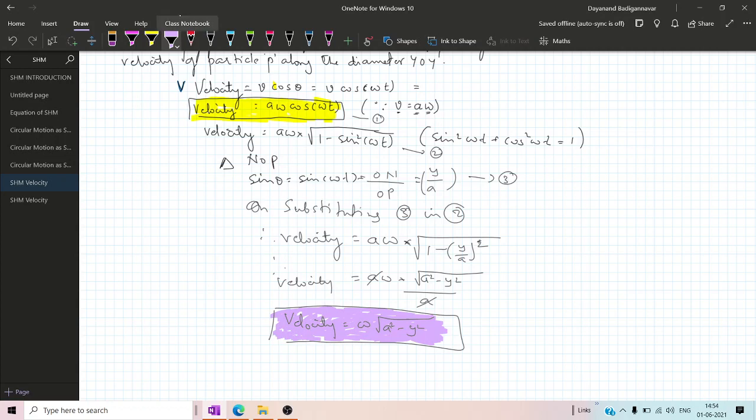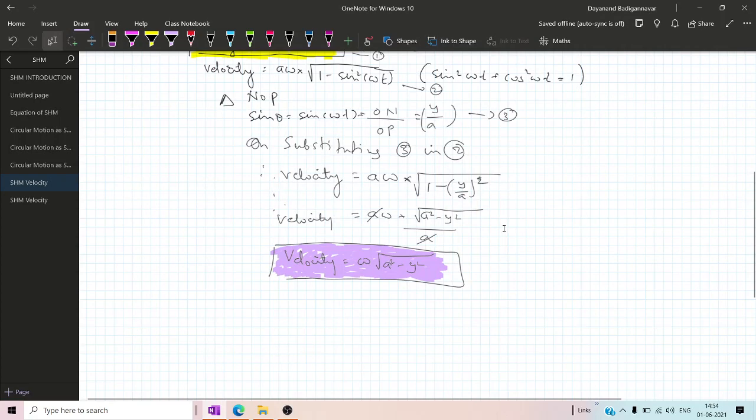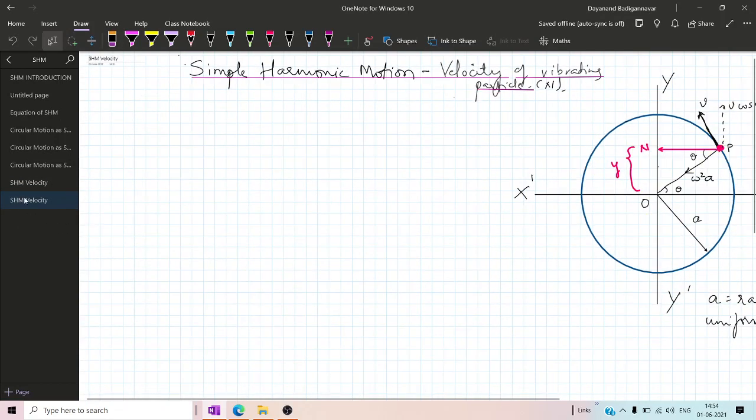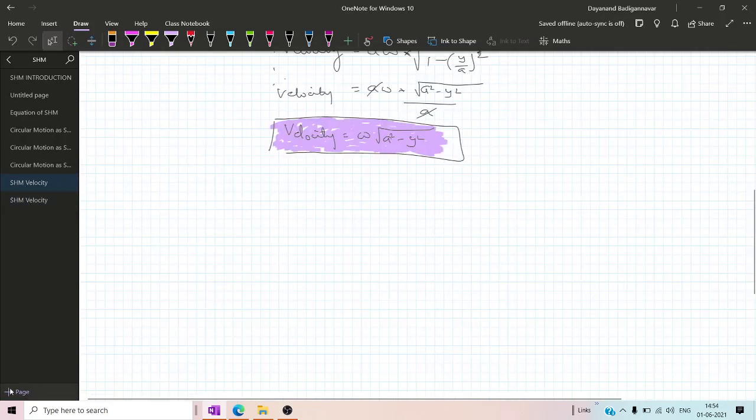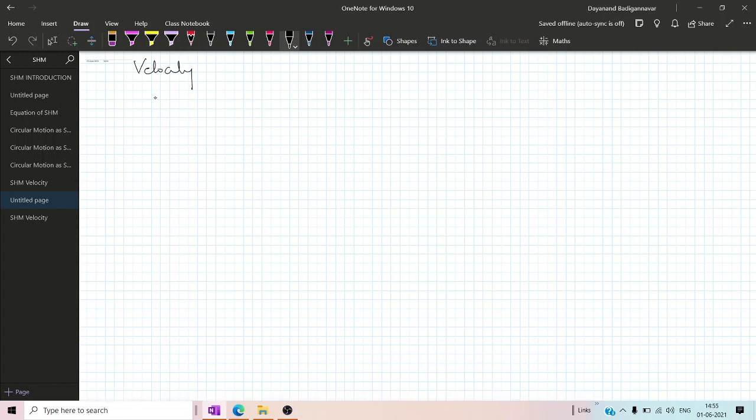Now let us go for the analysis. We have derived the equation for the velocity. This is velocity equation 1, and then there is the velocity using the other derivation. Then let us do the analysis for the velocity. I will go for the next part, the velocity term, and we will do it in detail. So the velocity of the particle which is executing SHM.